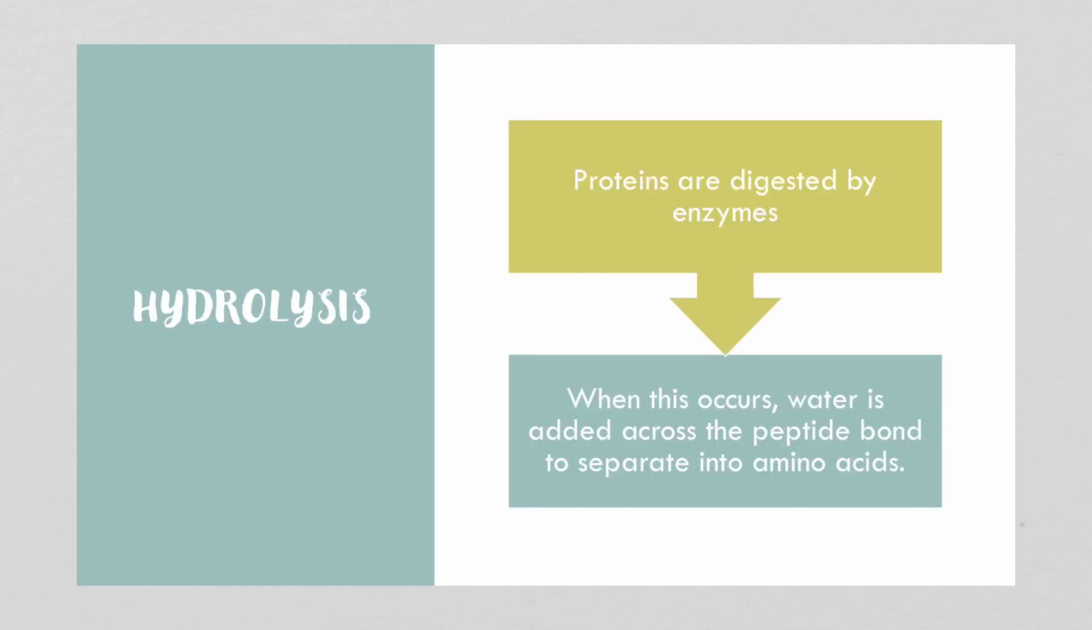Now, proteins or polypeptides can undergo hydrolysis reactions, so they can be digested by enzymes. When this occurs, water has to be added back across the peptide bond, because remember, in condensation reactions water is removed to condense them together. So that's how you separate amino acids, by undergoing hydrolysis reactions.